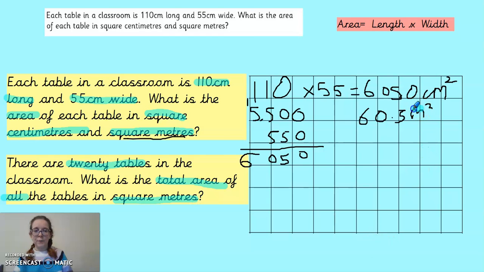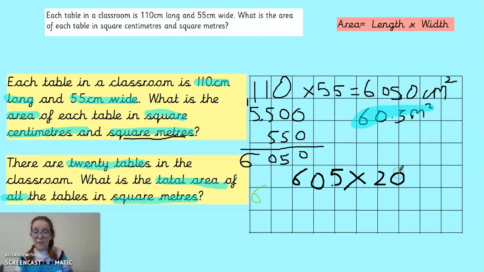So I know I'm going to need my 60.5 to help me out here. I'm going to put it back down here, preferably in a darker colour so we can see. 60.5. How many tables were there? Well, there were 20 tables, so I'm going to have to times 60.5 by 20.